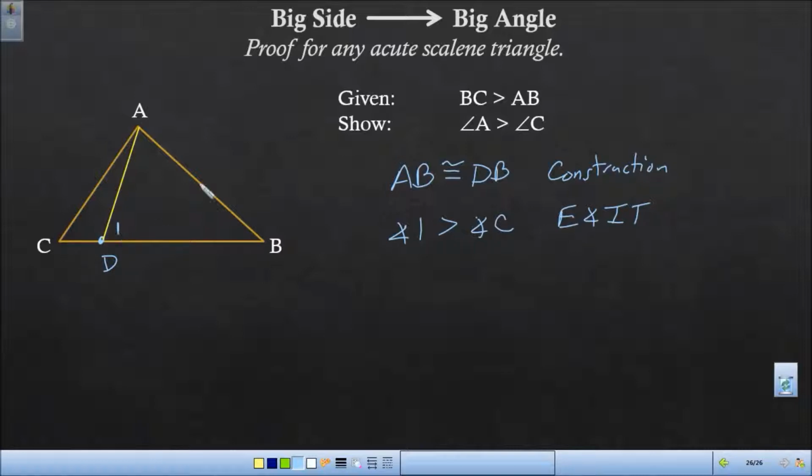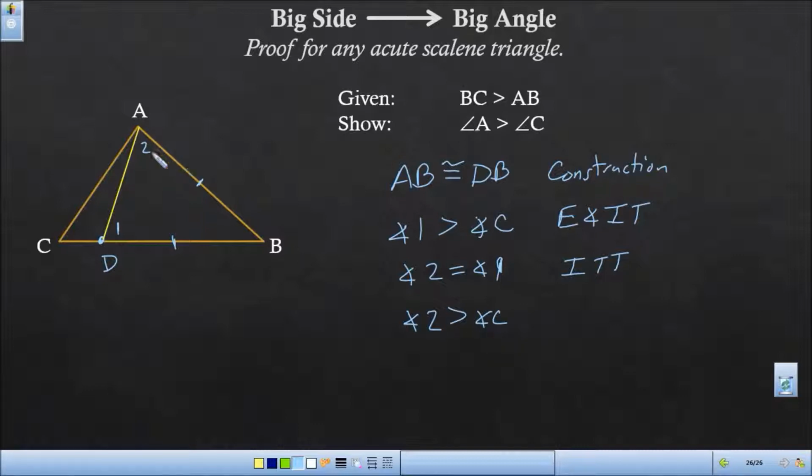Now, we know that this is an isosceles triangle right here, which means that angle 2 is equal to angle 1. This is the isosceles triangle theorem. And by substitution, that means that angle 2 is greater than angle C.